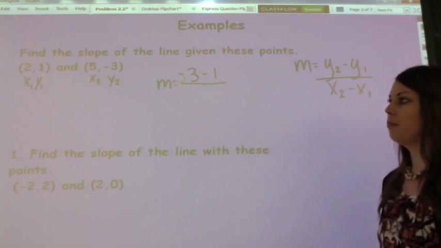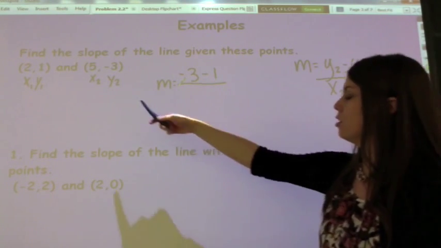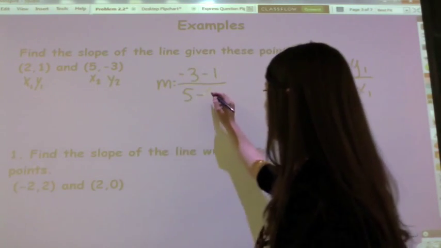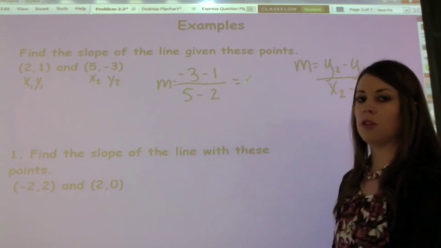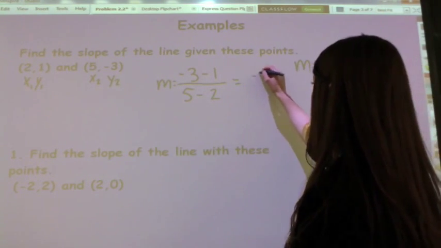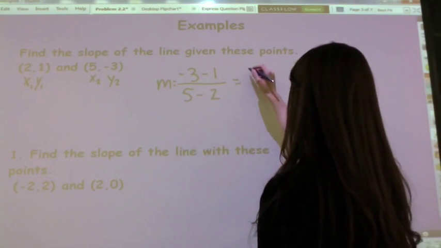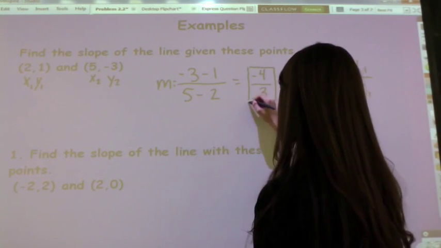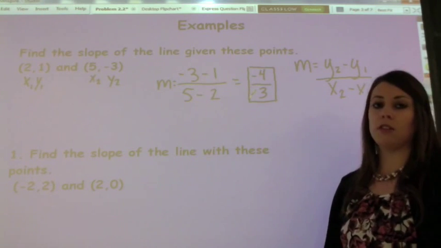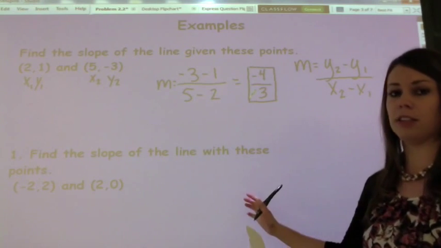Then on the bottom, it's x2 minus x1. So x2 is 5 minus x1 is 2. Now I'm ready to do the math. What is negative 3 minus 1? Well, that's negative 4. And 5 minus 2 is 3. So my slope, or my rise over run, or we can think of it as the rate of change, is negative 4 thirds.